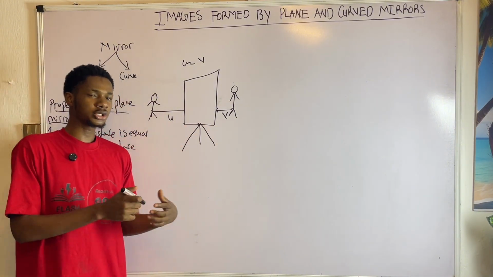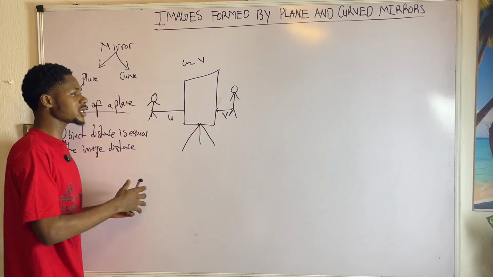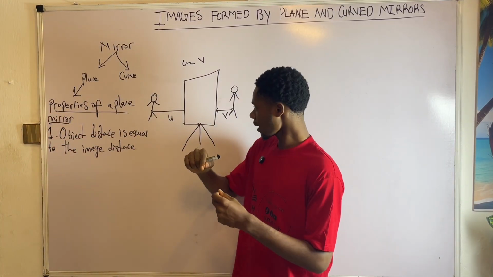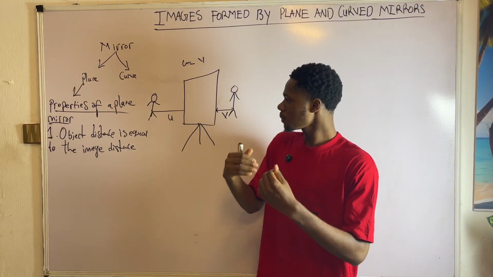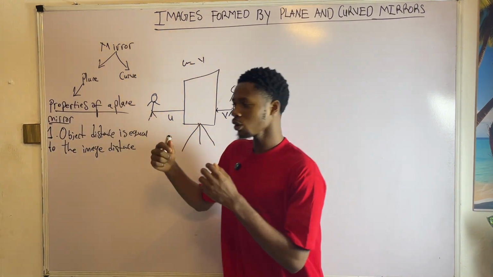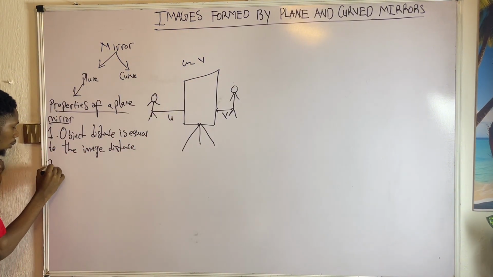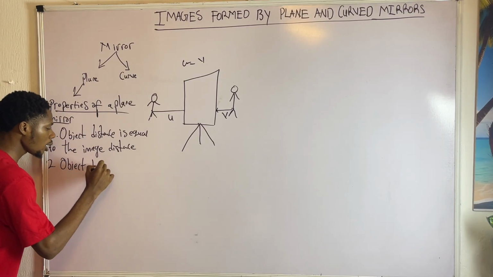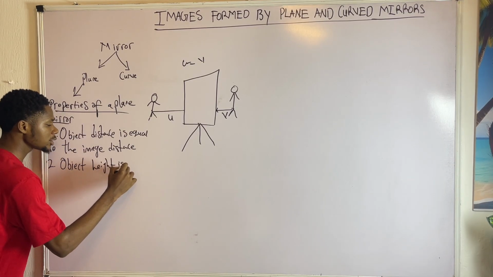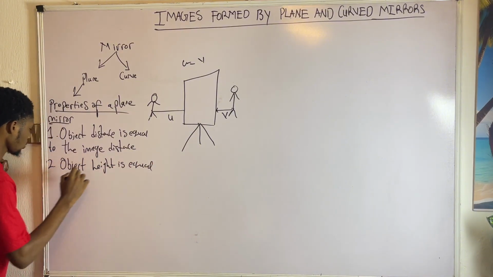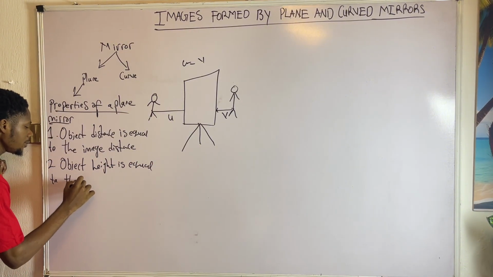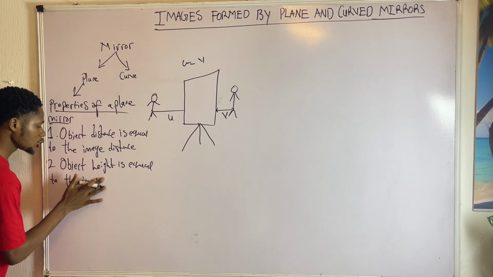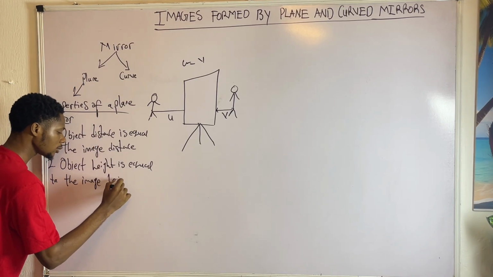Now what else do you notice? The height of the person is the same thing as the height of the image that is being formed. The height of the person is the same as the what now? The height of the image that is being formed, which means object height is equal to what now? Image height. So number 2, we can say that object height is equal to the image height.